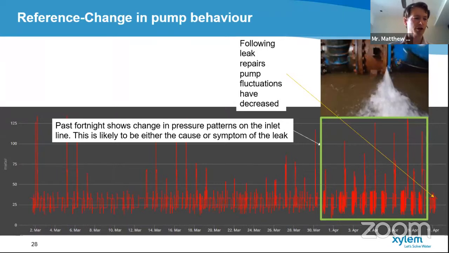This is because they're trying to pump more water as a result of extra demand caused by a leak. We can see on the far right-hand side of the graph, after the leak was repaired, the pump frequency returned back to normal. So this is an indication of pumps showing the presence of a leak.